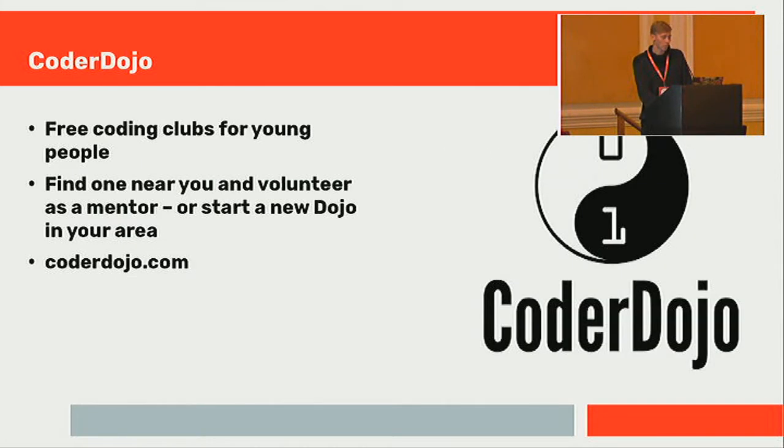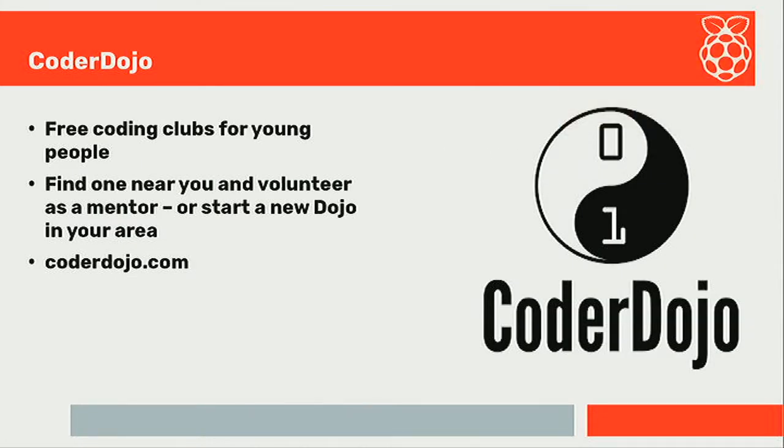And CoderDojo are free coding clubs for young people. We've got a big push in growing these around the UK at the moment. This is for young people aged 7 to 17, but you can go along and volunteer as a mentor, or even start a dojo in your area. You can find more at CoderDojo.com. Again, this is a good way for you to learn new skills and pass on what you're learning to young people, which can be a really rewarding experience.